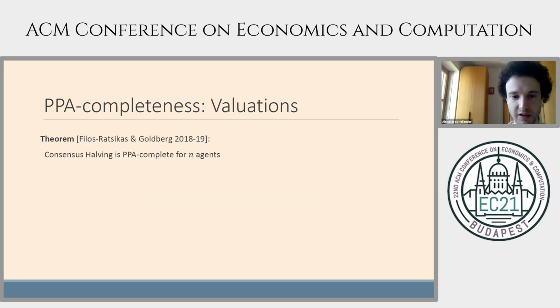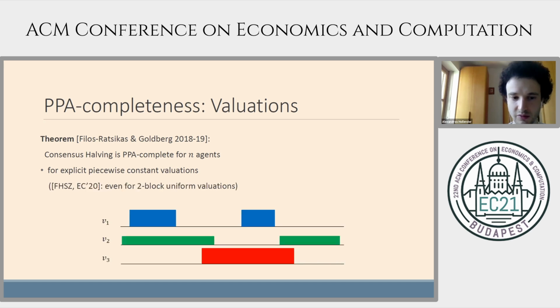So let me take an even closer look at this hardness result of Filos-Ratsikas and Goldberg. First of all, it holds for very simple valuations, namely piecewise constant valuations that are given to you explicitly in the input. And in fact, this result has been improved at EC last year to show that it holds even if you just consider so-called 2-block uniform valuations. In other words, valuation functions that have at most 2 blocks of value, so very, very simple valuations.